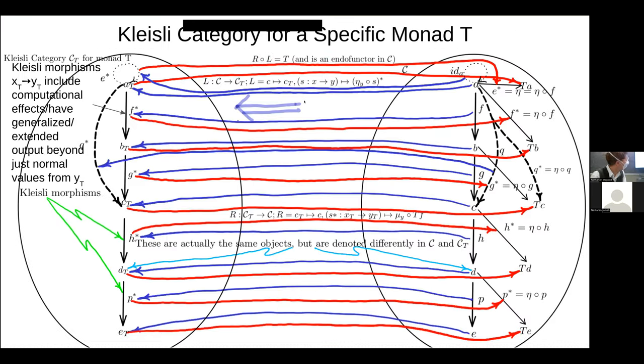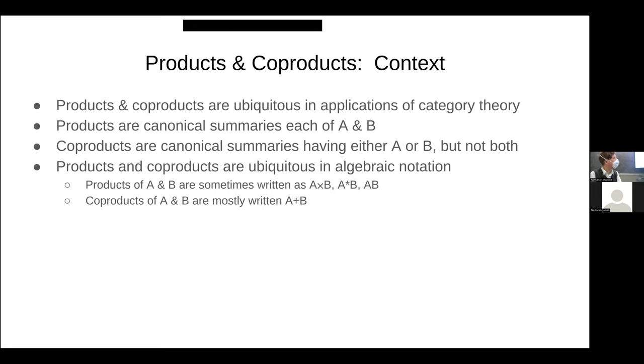So, as I had noted in my opening minute or two here, products and co-products form two of the most basic constructions we work with in category theory. They're super practical in general. They appear ubiquitously, and they also appear extensively and centrally in our life.